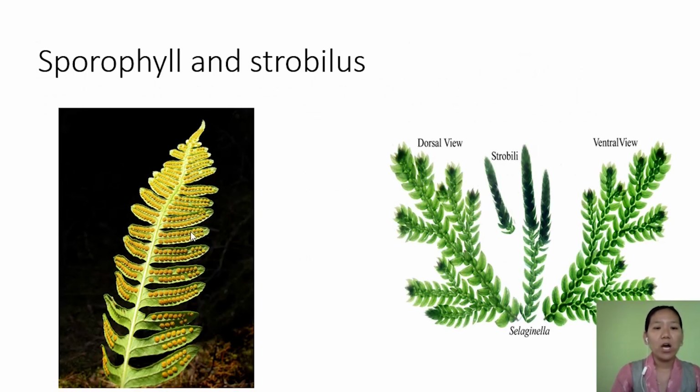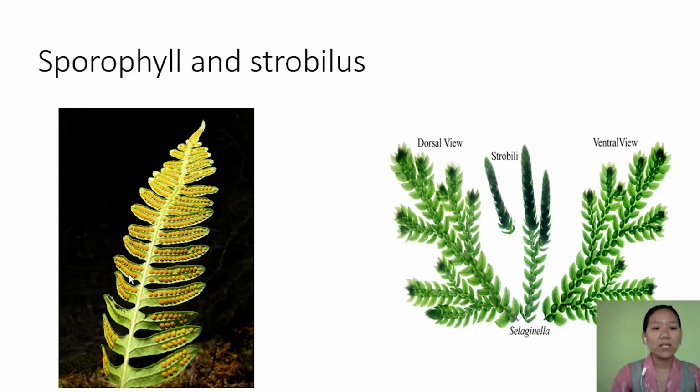This sporophyll will have a group of sporangia called sori, and each sorus has a number of sporangia, and each sporangium will produce a number of spores by undergoing meiosis, because the plant body is diploid. The sporophyte is diploid, and to produce a haploid spore, it must undergo meiosis. So these spores are produced on the sporophylls.